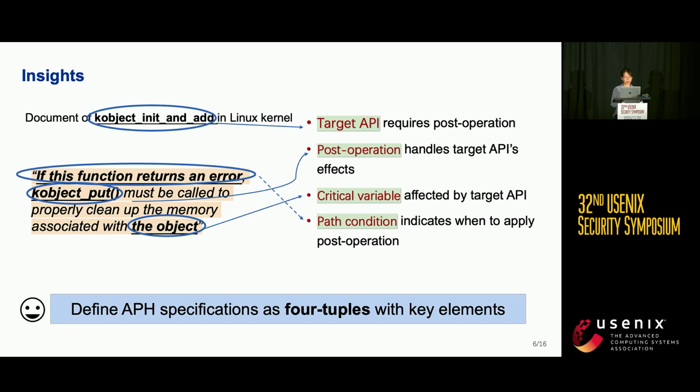Next, we have the post operation, which is performed after the target API to handle its effect. Here it is kobject_put. And the critical variable is the variable affected by the target API that requires the post operation, which is the object. Moreover, there could be some conditions for applying the post operation. We use the path condition to categorize this. Now let's put them all together. Our defined specification implies that when the path calls the target API and the condition is satisfied, the post operation should be performed on the critical variable.